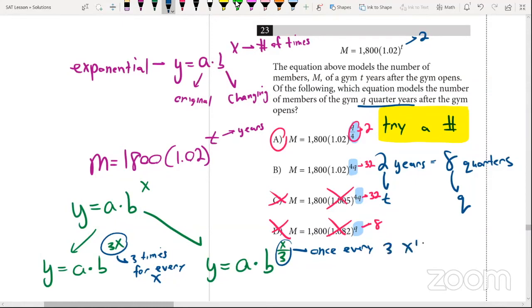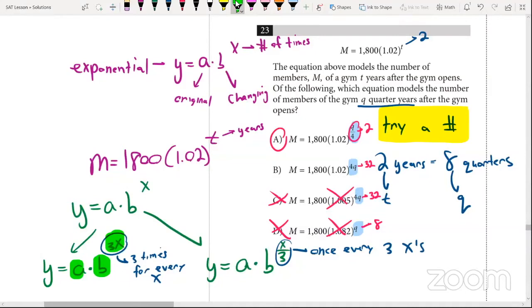3 x's. So for instance, if I had a situation where the amount of money that I make is going to increase by 20% 3 times a year, then I'm going to want 3x in the exponent. So I have my original amount of money, it's going to increase by 20%, 3 times per year. So now just imagine I put the number 1 in for x. If I go by 1 year, it's going to happen 3 times.